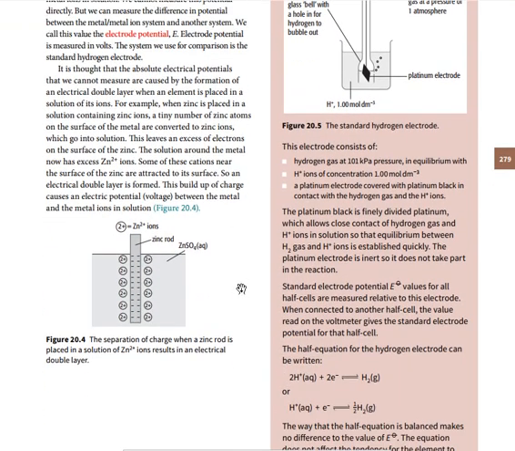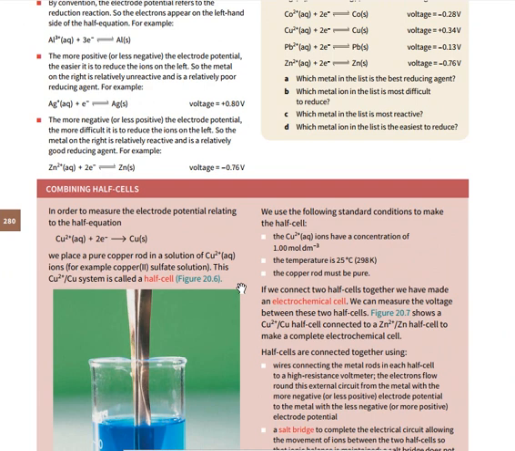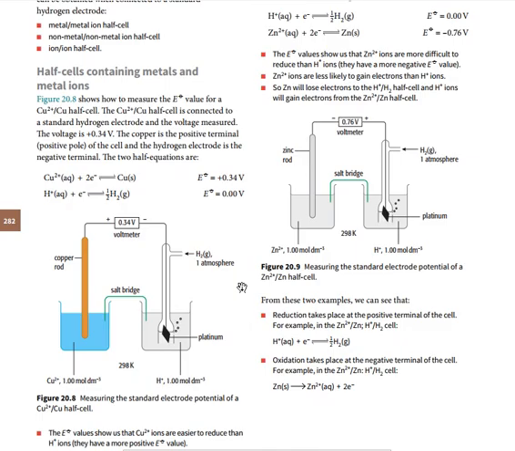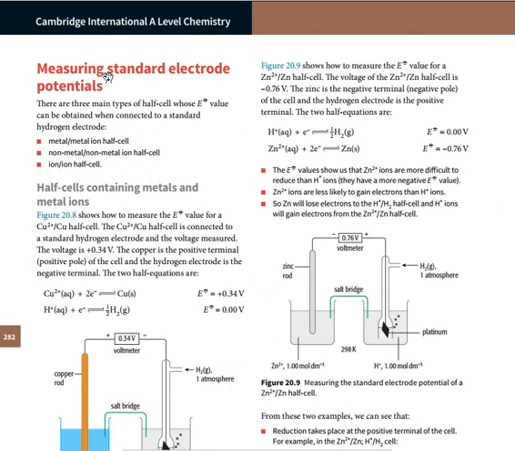Now let's continue with redox equilibria by looking at what is called the standard electrode potential. You need to know that the redox equilibria we saw initially was the redox equilibria for a half cell, but it was with no specific values.